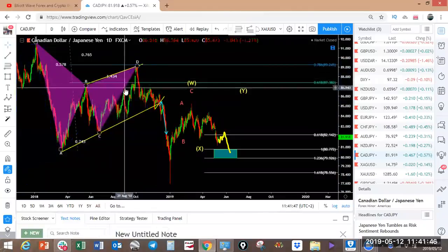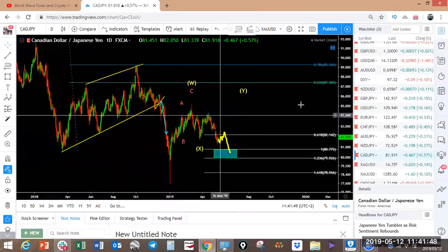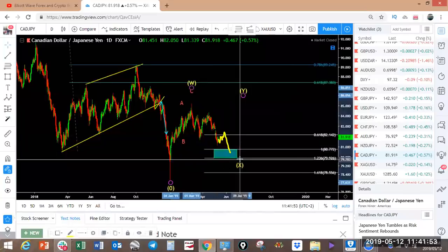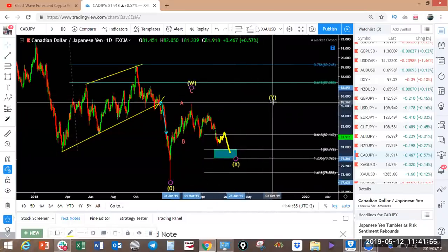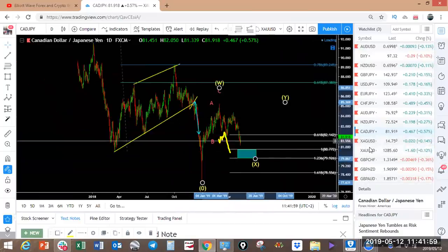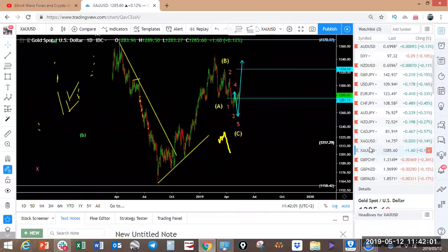Let's remove all of this. This is all that's already played out. All right, that's what you're going to be looking at. W, X, and then a Y on CAD. That's all on the yen pairs. Let's look at silver and gold.